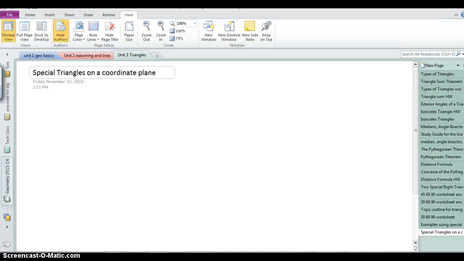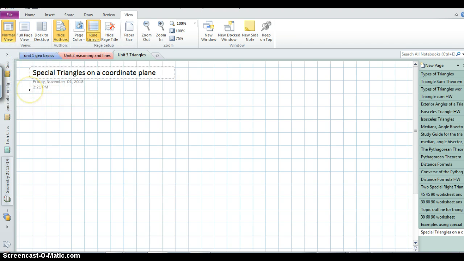All right, guys. What we want to do tonight is take those two special right triangles that we talked about for the past week or so, and put them inside of a coordinate plane. So I'm going to get some graph paper here, and you can do the same thing in OneNote. You can get yourself some graph paper and then title it Special Triangles in a Coordinate Plane, just like mine is.